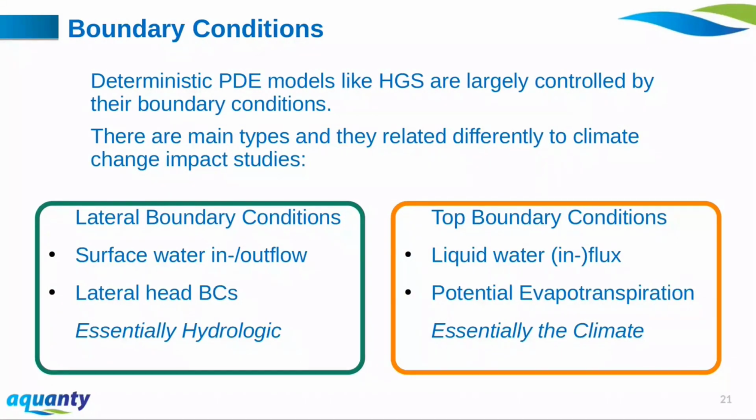There are also top boundary conditions. These are essentially the climate boundary conditions, and climate change is essentially about the change in these top boundary conditions. There's liquid water influx at the top, which is precipitation primarily, but also snowmelt. But then there's also evapotranspiration. We have to prescribe potential evapotranspiration, and then there are vegetation processes that will result in actual evapotranspiration.